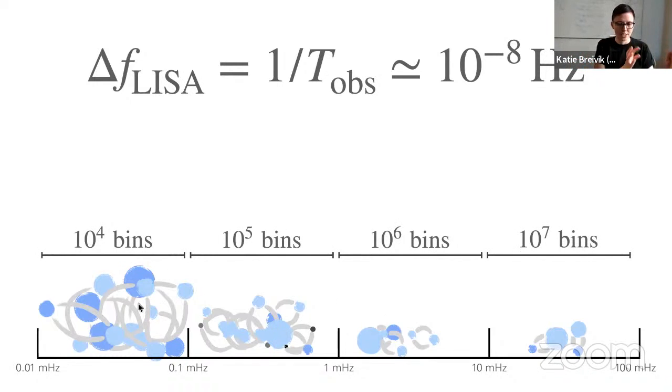10,000 buckets at the lowest end and 10 million buckets at the highest end to put each double white dwarf into. And so what you end up finding is that you have more double white dwarfs at low frequencies and fewer bins for LISA to resolve them into. And so at low frequencies, you get a bunch of overlapping signals, while at high frequencies, you get fewer overlapping signals.